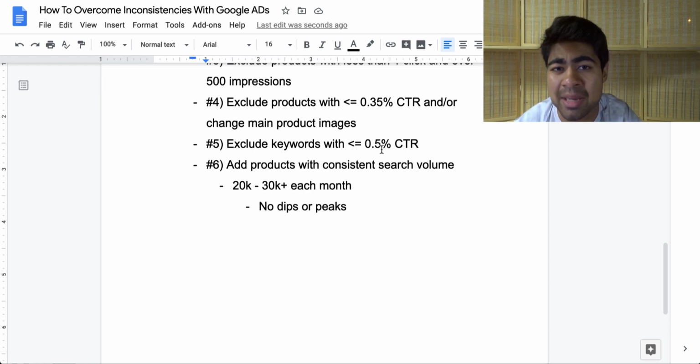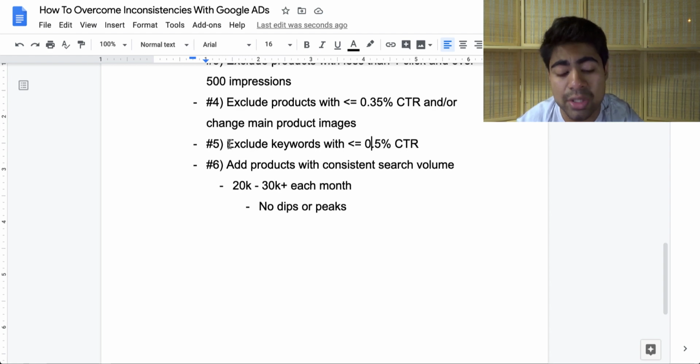But here's one disclaimer: if the keyword with less than 0.5% of CTR has sales, do not exclude that keyword, because obviously it's working even with a low CTR. So in that case only, you want to just leave it running. But otherwise, all the other keywords are up for grabs when it comes to excluding, and we're doing this again to lower the inconsistencies and increase overall sales.